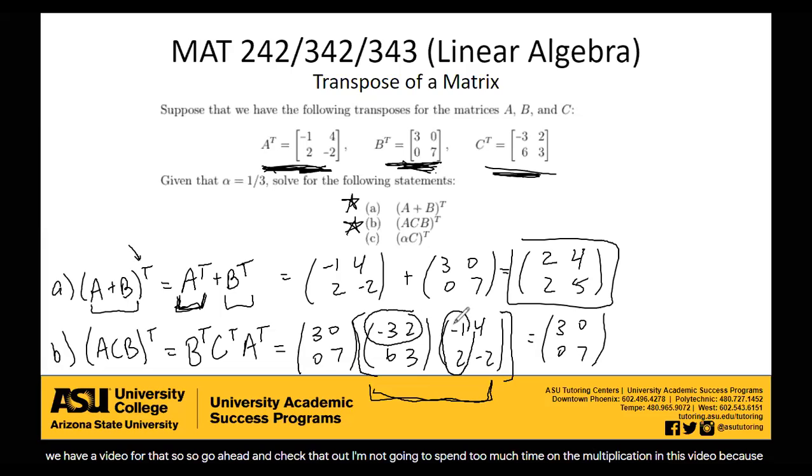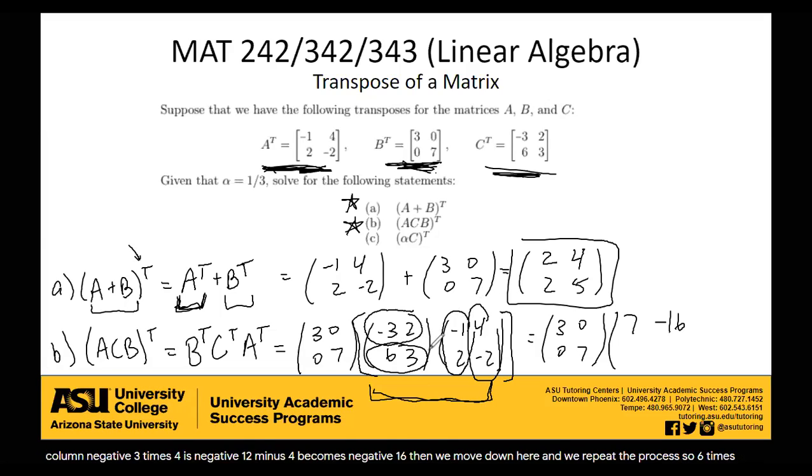So we'd have -3 times -1, which is 3. 2 times 2, which is 4. 3 plus 4 is 7. Then we would move on to this next column. -3 times 4 is -12. -4 becomes -16. Then we move down here and we repeat the process. So 6 times -1 is -6. 3 times 2 is 6. -6 plus 6 is 0. And 6 times 4 is 24. 3 times -2 is -6. 24 minus 6 is 18.